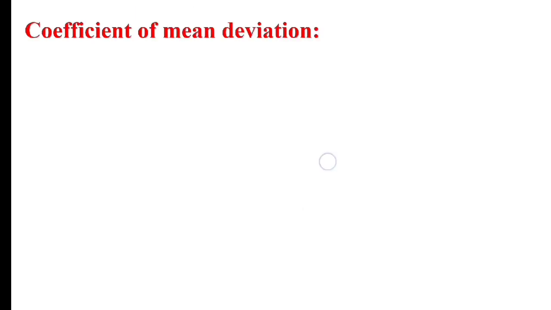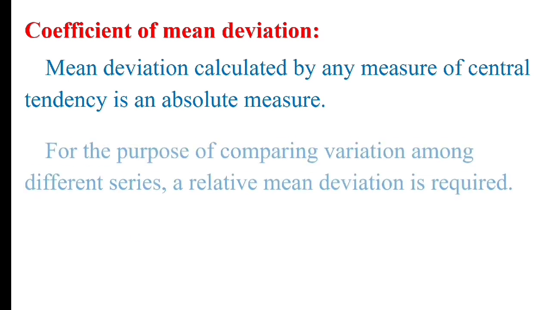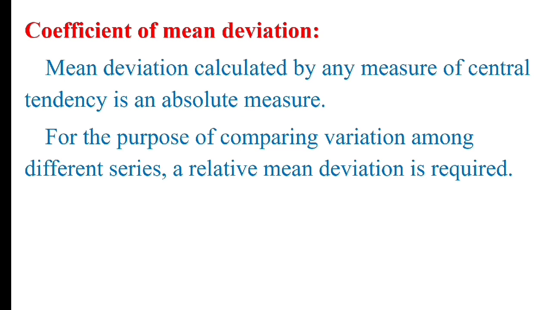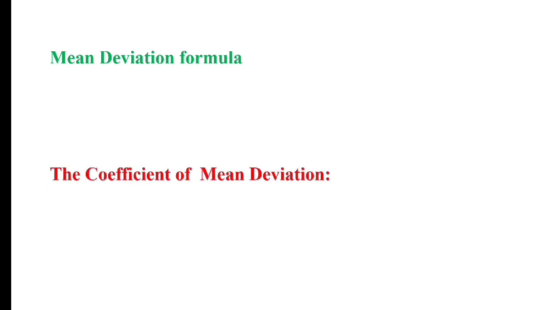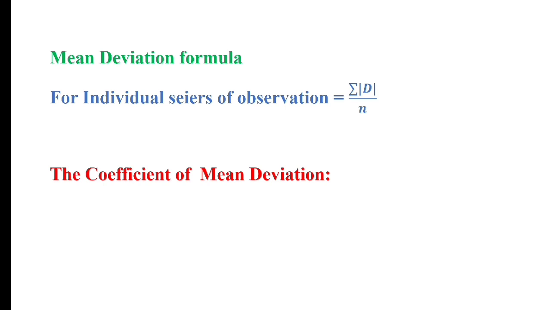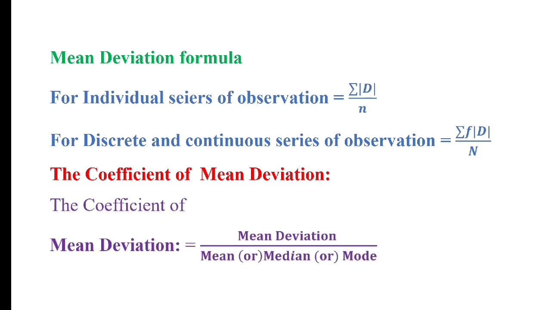Then the coefficient of mean deviation. Mean deviation calculated by any measure of central tendency is an absolute measure. Then we can find out the relative measure. For the purpose of comparing variation among different series, a relative mean deviation is required. For that, the relative mean deviation is obtained by dividing the mean deviation by the average. The formula for mean deviation for an individual series is summation |d| divided by n. For discrete and continuous series of observations, summation f|d| divided by n. The coefficient of mean deviation equals mean deviation divided by mean or median or mode. This is the way the formula will be used for mean deviation for all three different types of data or observations.